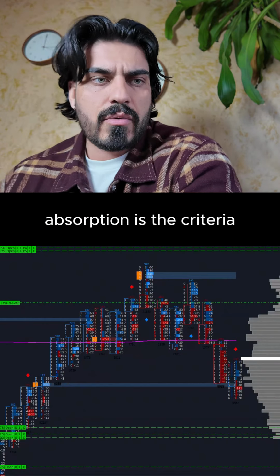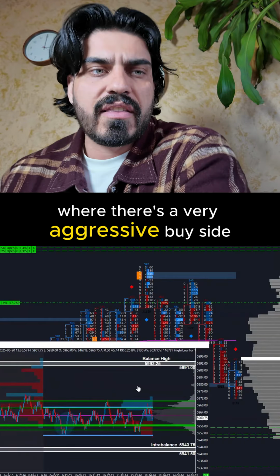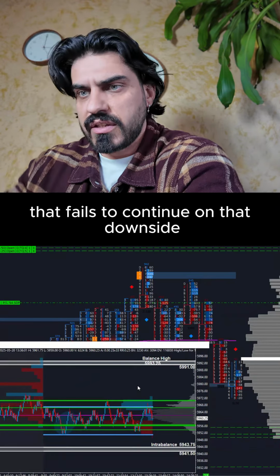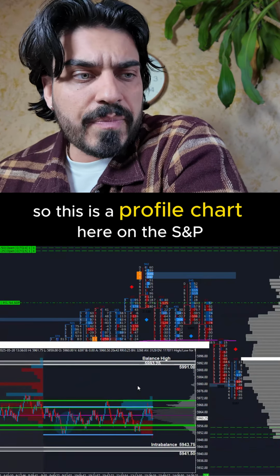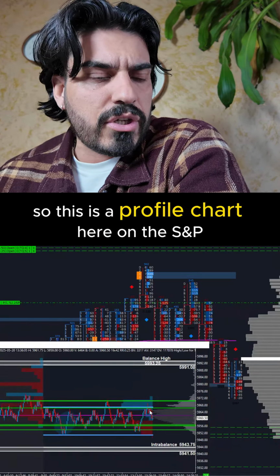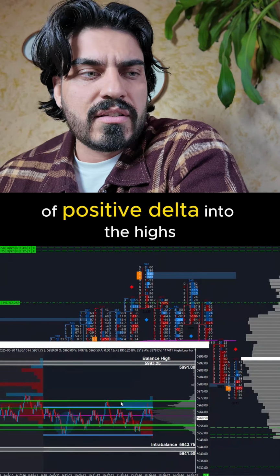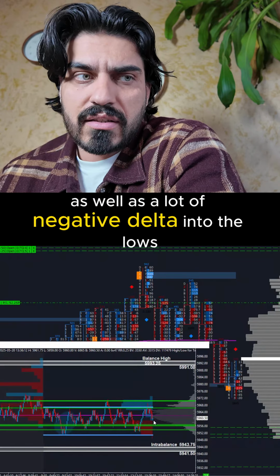Absorption is the criteria where there's very aggressive buy side that fails to continue on the long side, or very aggressive sell side that fails to continue on that downside. So this is a profile chart here on the S&P where we've accumulated a lot of positive delta into the highs, as well as a lot of negative delta into the lows.